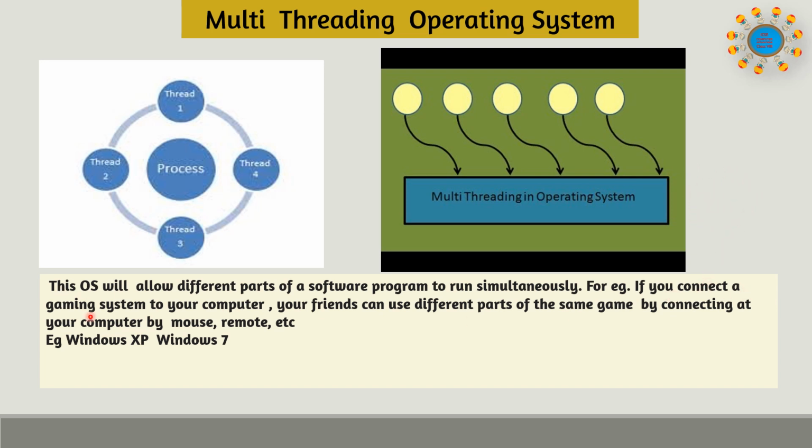For example, if you connect a gaming system to your computer, your friends can use different parts of the same game. They can play the same game. For example, one can use the mouse to play, one can use the keyboard to play the same game, and one can use any game controller to play the game. So simultaneously, many people can play the game on the computer or by connecting the remote, etc. So this is known as a multi-threading operating system. The different parts of the software program will run simultaneously. Examples of this are Windows XP and Windows 7.